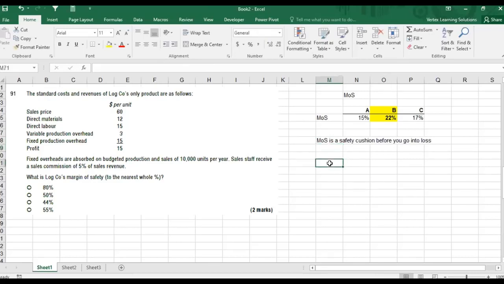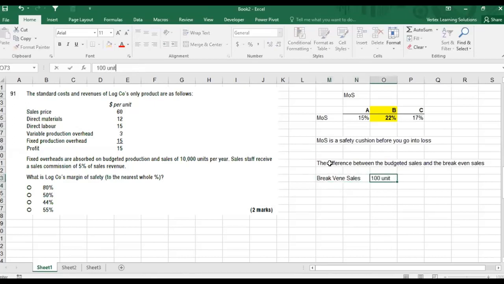Margin of safety is the difference between the budgeted sales and the break-even sales. Let's suppose that your break-even sales are 100 units. You must sell 100 units to break even, which means no profit, no loss.